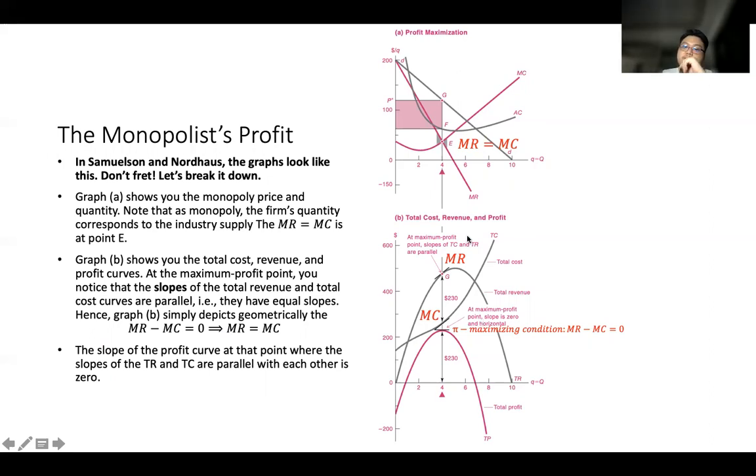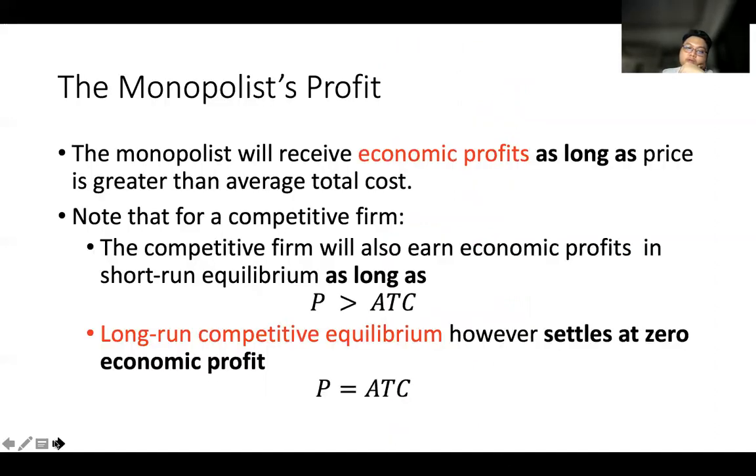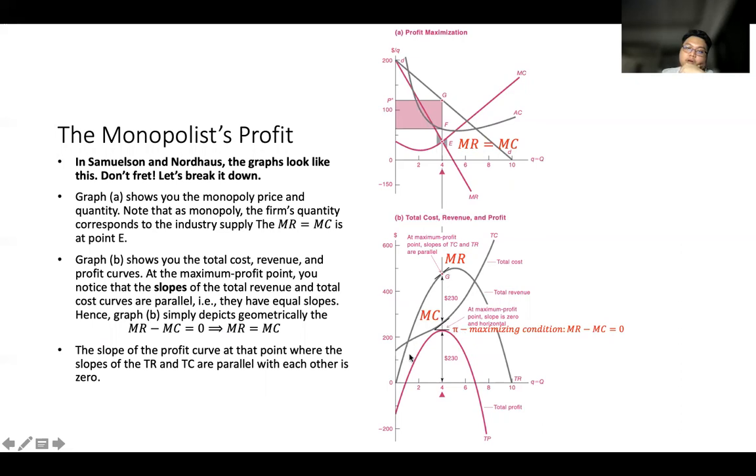Now here in graph B, this shows you the total revenue and total cost curves, and we know why the curves are as such. And we have the profit curve. At the maximum profit point, you notice that the slope of the total revenue curve and the slope of the total cost curve are parallel, meaning they have equal slopes. So this just depicts it geometrically.